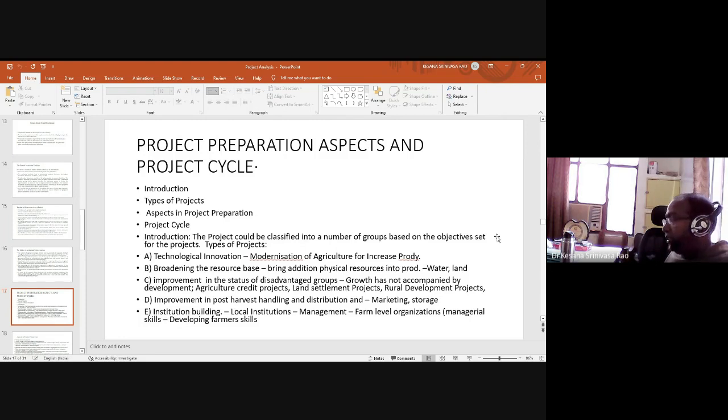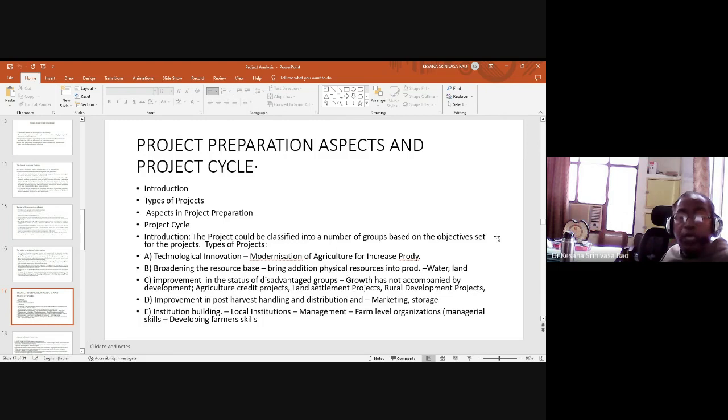Agriculture credit projects, as we all know very well, how the agriculture credit projects are working, land settlement projects, rural development projects, like that. So you can try to analyze and observe several types of projects which are agricultural developmental projects.